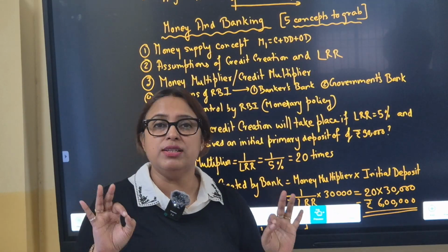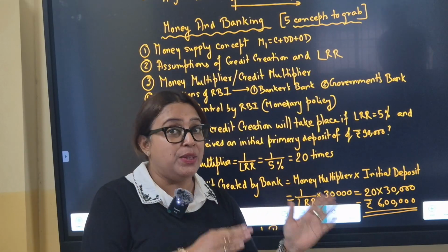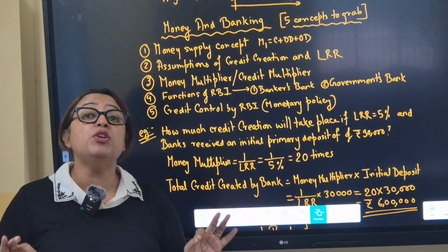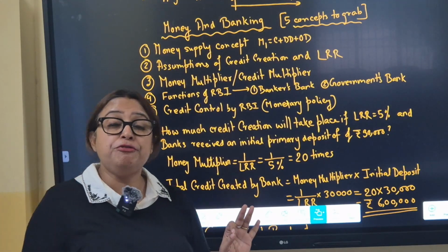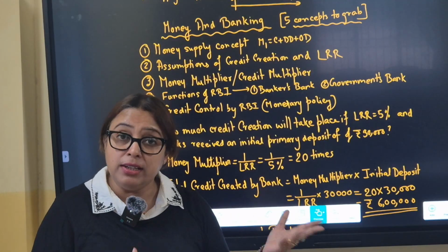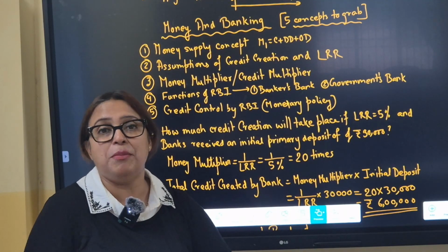Only the M1 concept is there. That is currency in hands of people, demand deposits with the bank of the people, and other deposits, which include the deposits with RBI of foreign financial institution, foreign government, and Indian financial institution like LIC, NABARD and all.